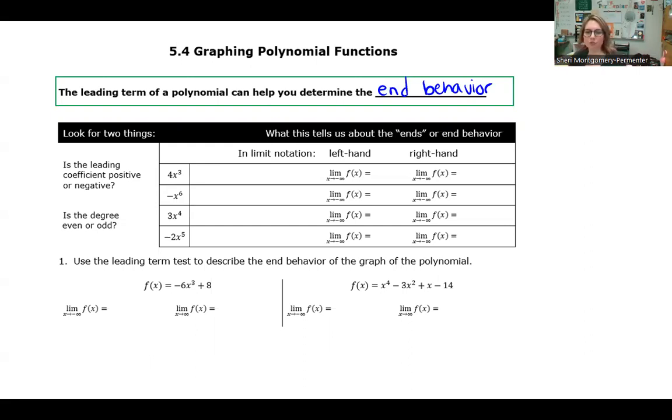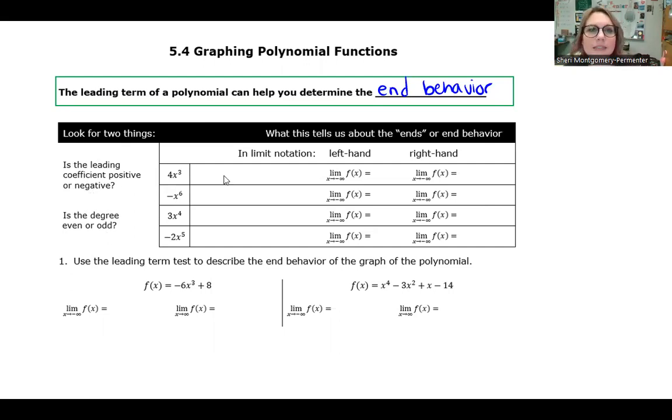So it says, look for two things. These are the two questions that will help you. If you're looking at a graph, you can determine the end behavior, but if you're looking at the equation, you can also determine end behavior. So the question you ask yourself is: is the leading coefficient positive or negative? And is the degree even or odd?